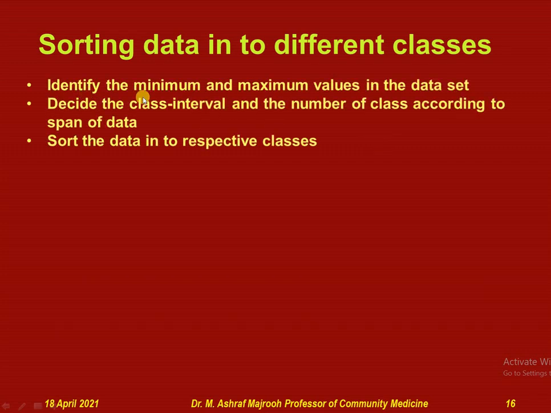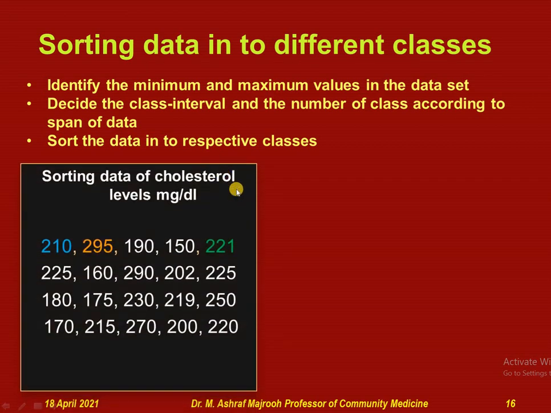Sorting data into different classes. Identify the minimum and maximum values in the dataset. Decide the class interval and number of classes according to the span of the data. Sort the data into respective classes. So these are the steps. Let's see how this data is sorted into various classes.